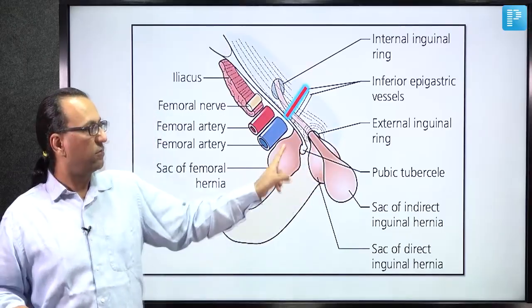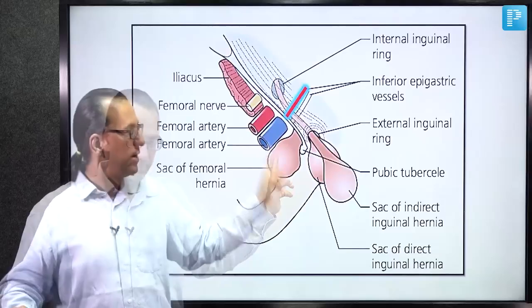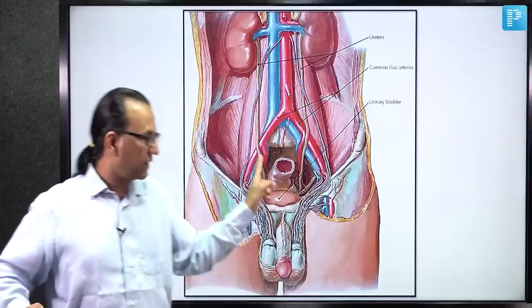If the neck is inferior and lateral to the pubic tubercle, then it will be a femoral hernia, with intestine in the thigh, lying medial to the femoral vessels. There. Now let us talk about the Triangle of Doom in this region.